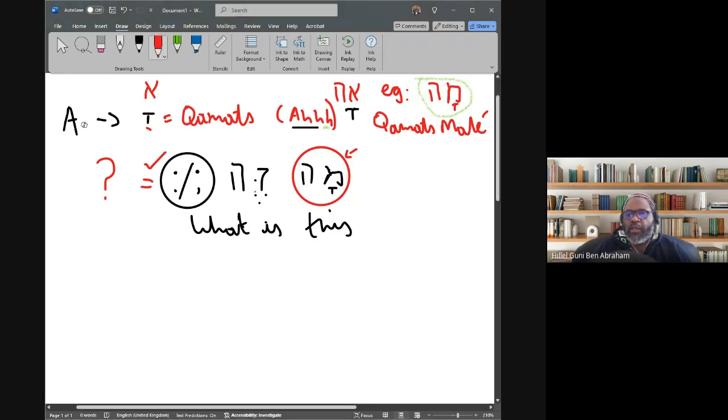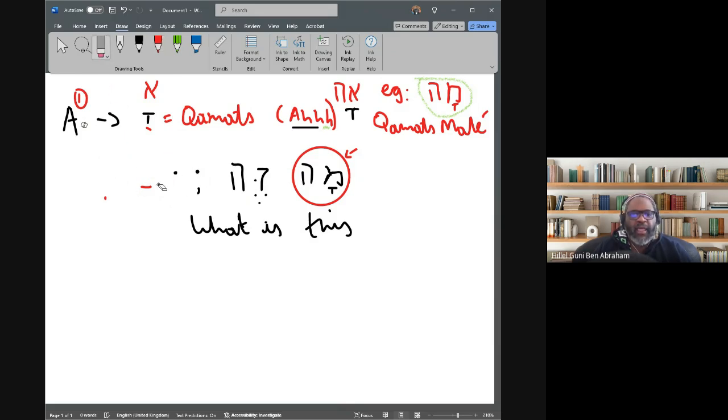Anyways, so this is the first A sound, all right? This is the first A sound that we have in Hebrew. It's a kamatz, and then there's a kamatz maleh, which is a complete A or a complete kamatz.